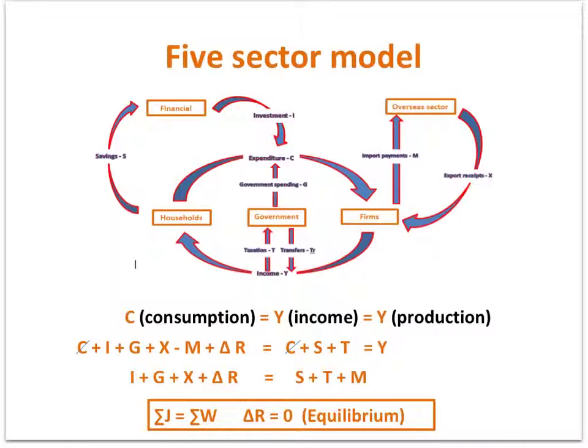In this five-sector model, the economy will be in equilibrium when the sum of injections equals the sum of withdrawals and delta R equals 0. That means that the economy could grow when we either increase injections or decrease withdrawals.